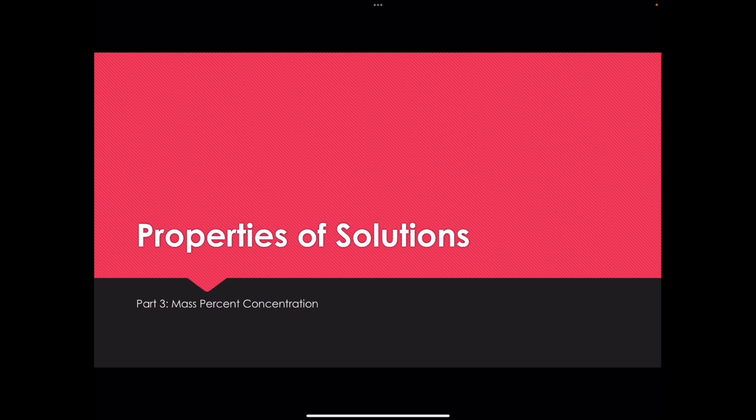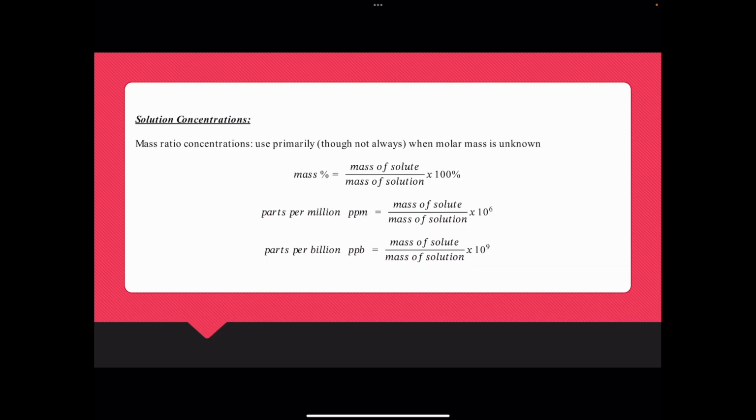We'll use molality when we're talking about properties of a solution. And then our final concentration we can see in a variety of applications, and that is the mass ratio concentration. So mass ratio concentrations are used primarily, although not always, but used primarily when molar mass is unknown. So we could be dealing with some random substance, or we could get into more complicated molecules such as polymers where molar masses may vary. But when we talk about a mass ratio, as that name implies, it's a ratio of masses.